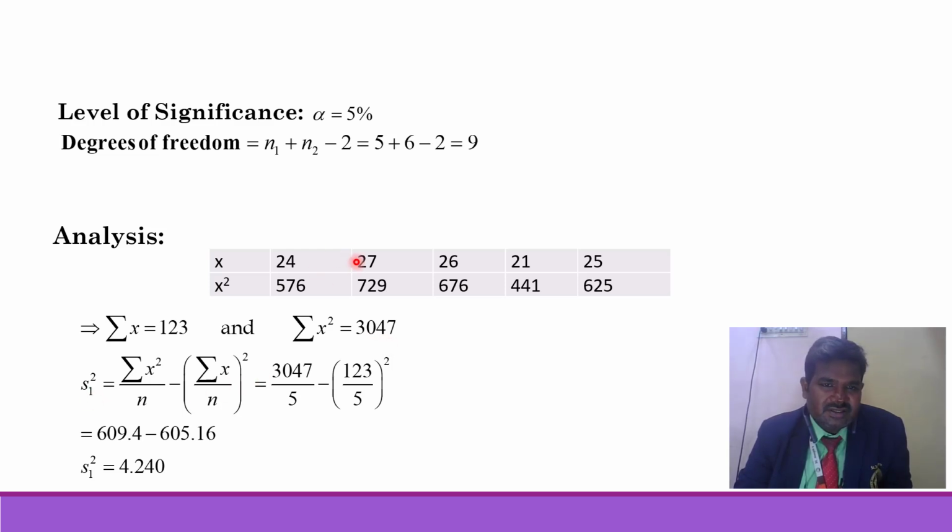Taking this sample, we calculate the variance using the formula: summation x square by n minus summation x by n whole square. Summation x square is 3047, n is 5, and summation x is 123 divided by 5, whole square. After simplifying, we get s1 square equal to 4.240.